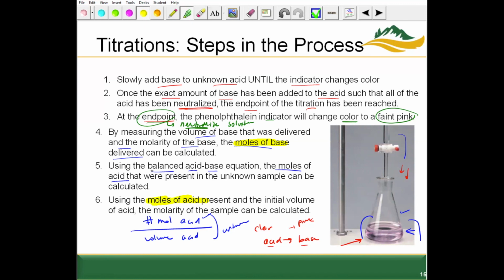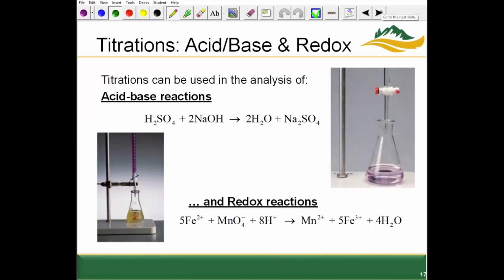Well, we have to know our balanced acid-base chemical reaction, and then we can connect the moles of base to our moles of acid. So we're about to do a practice problem now, and we'll do an example of this. For example, let's say we have, if you recognize this name, sulfuric acid. This is a strong diprotic acid, right?